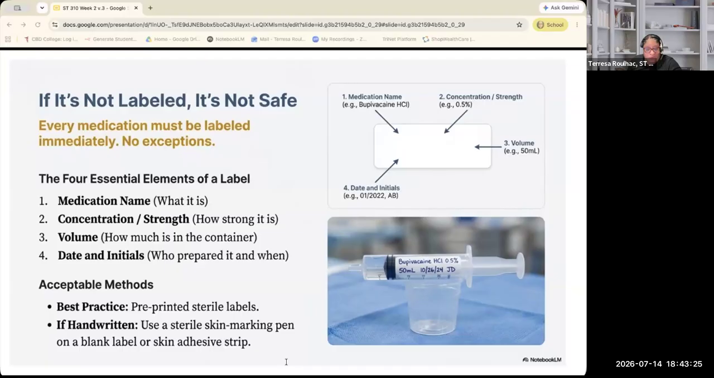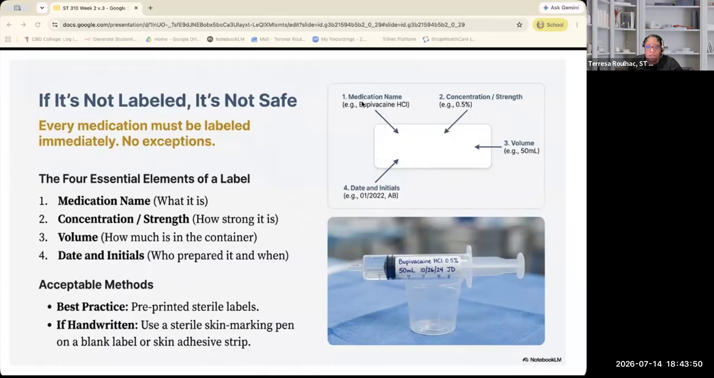Maybe someone in the room thinks they knew. Maybe someone prepared it. Maybe someone's like, oh, I remember. But patient safety never depends on I think. It depends on I know, because I trusted and verified for myself. So, what information belongs on every medication label?